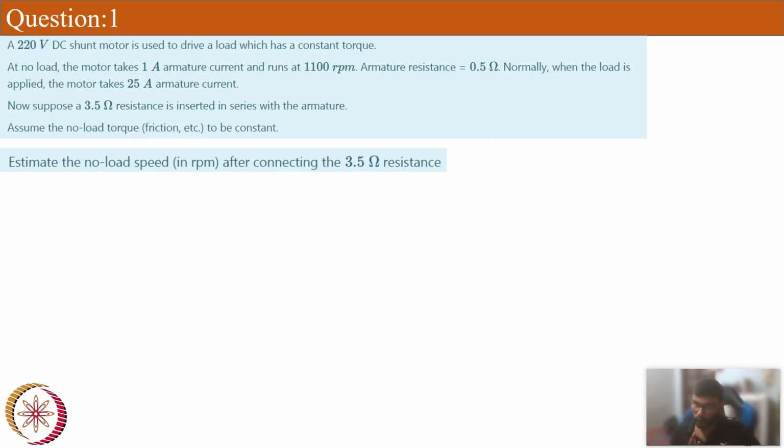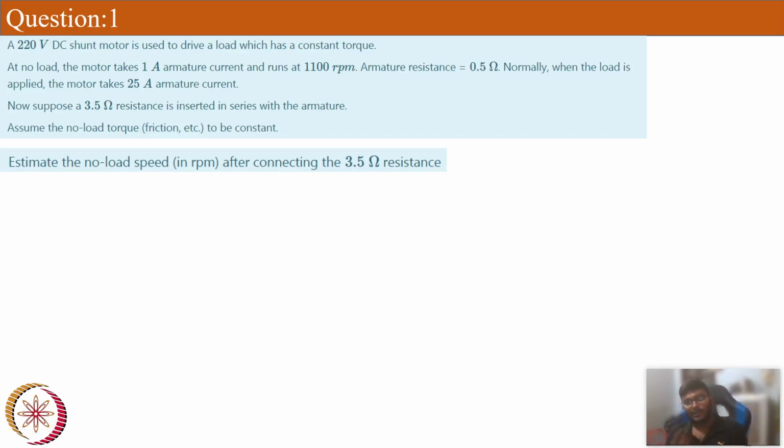And when it comes to a constant power load, whatever voltage and whatever current the load is taking, we need to make sure that the load is always delivered only the same power, because that load is destined to operate at a constant power. Such loads we call CPLs, which are constant power loads, and CTLs are constant torque loads. So there is added data we are provided with in the question. It says that we are using our DC shunt motor to drive a constant torque load. Okay, we will keep that information aside. And what else was given in the question? At no load, the motor takes 1 ampere of armature current and it runs at 1100 RPM.